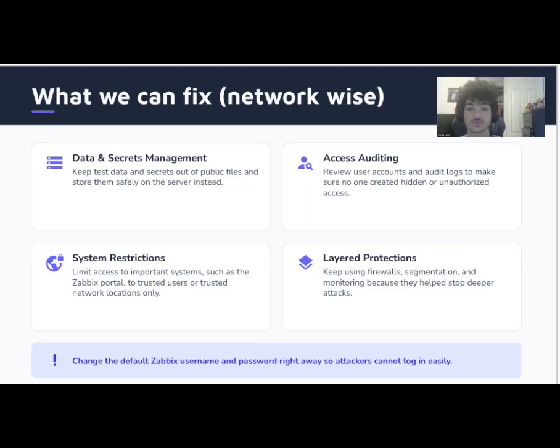Additionally, access auditing, which is review user accounts and audit logs to make sure no one created hidden or unauthorized access. Next, we have system restrictions, which limit access to important systems such as Zabbix portal to trusted users or trusted network locations only. Lastly, we have layered protections, which keep using firewalls, segmentation, and monitoring because they help stop deeper attacks. Another thing that we can do is just change the default Zabbix username and password right away so attackers couldn't log in as easily. And yeah, that is my submission for our project, Team 3 Dog Park.